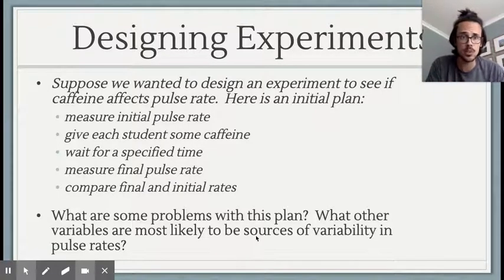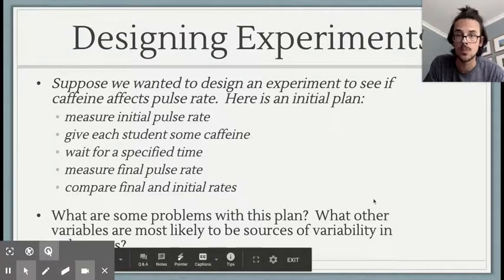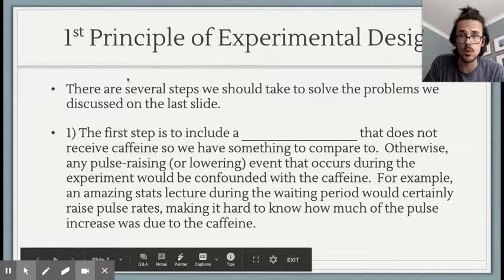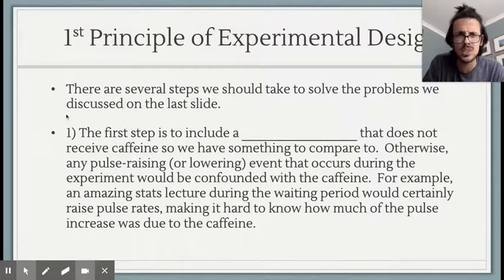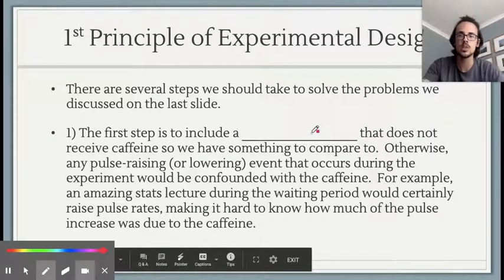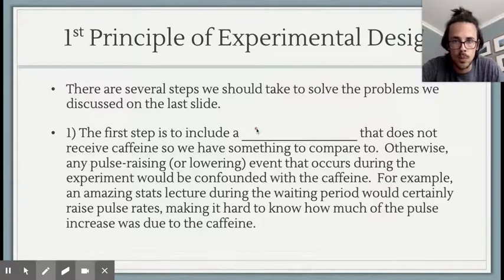There's also other factors. How stressed are you this day? How tired are you? All these different things can influence pulse rates. And if I'm not careful, my study will just get overrun by all of these things. So we have what are called principles of experimental design, which are different things to consider to make sure our experiment does what we actually want it to do. And the first principle, which we're covering in this video, has to do with how we structure the testing in the first place. So what we need to do is include in our study a control group, is what I'm going to write in the blank right here.